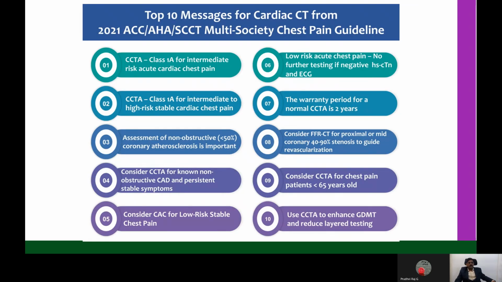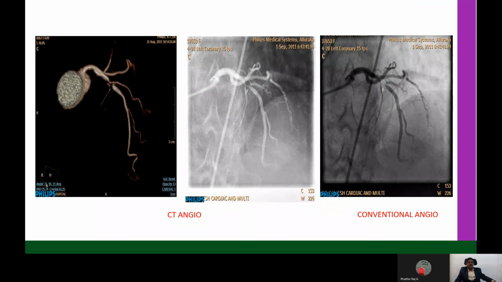Whatever the current data with regard to all the clinical studies, now 2021 ACC, almost all society guidelines have changed and brought CTCA as a class 1A recommendation for intermediate risk acute cardiac chest pain. In stable cardiac chest pain also, it is class 1A for intermediate to high risk chest pain. For low risk chest pain, no further testing; probably the warranty period for a normal CTCA is 2 years. And FFRCT is recommended once it is freely available. I think it will be a boon for all of us.